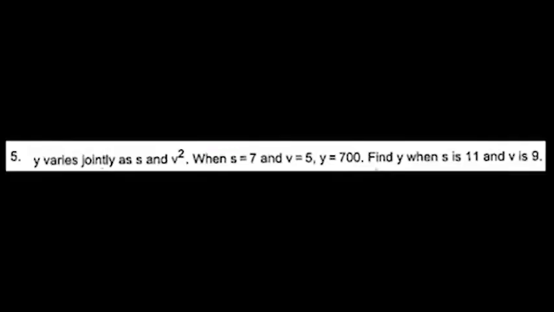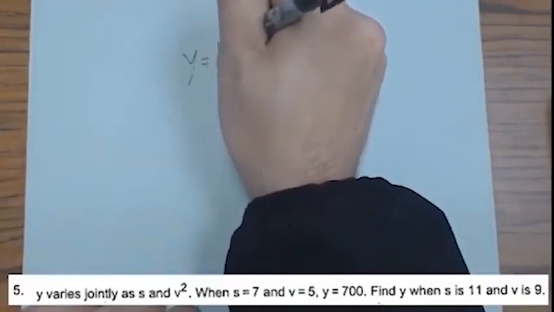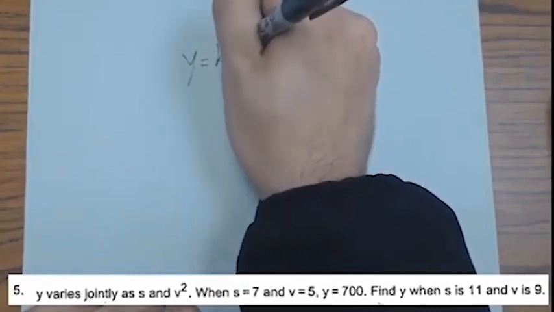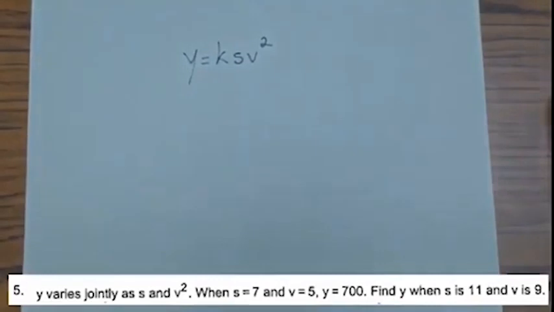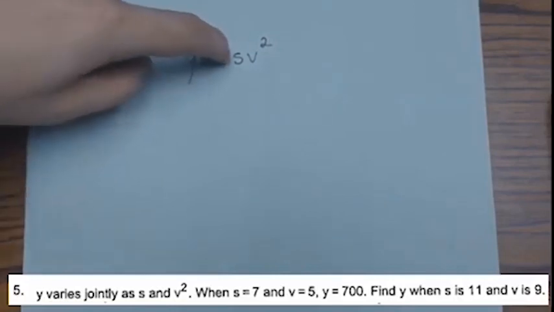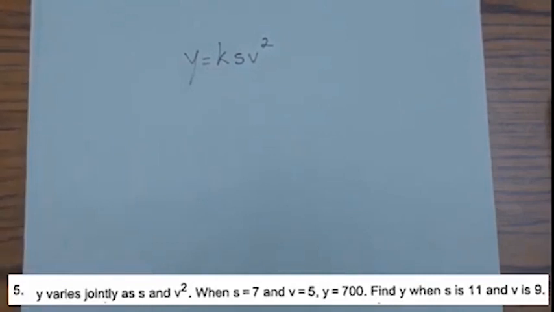So in 5, y varies jointly as s and v squared. So joint variation is just more than 1. We can also have combined variation. Combined would be if we have direct and inverse. If we have multiplying stuff and dividing stuff.